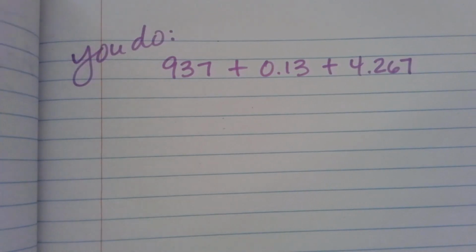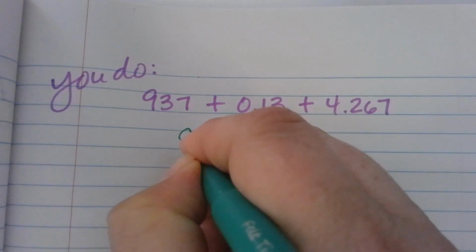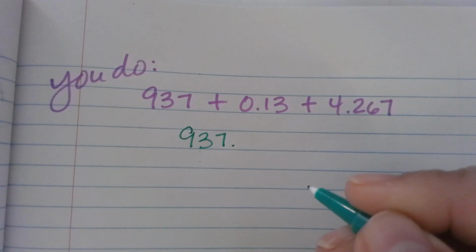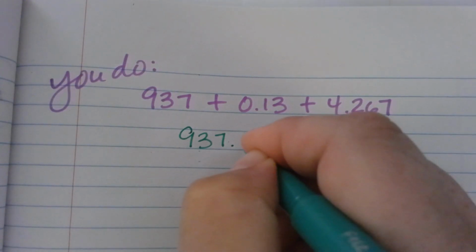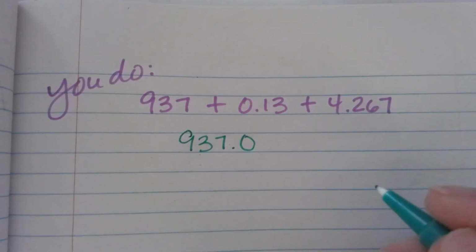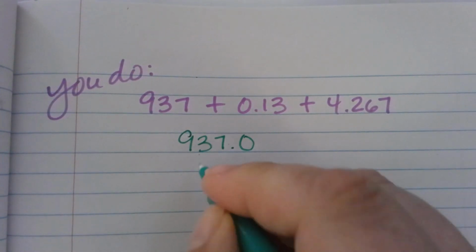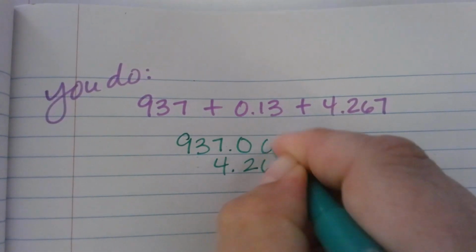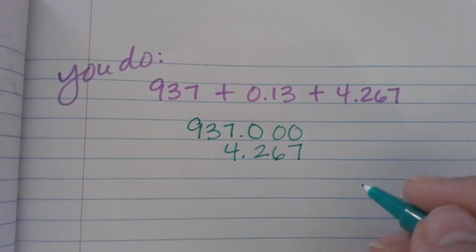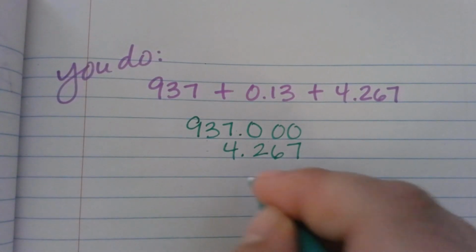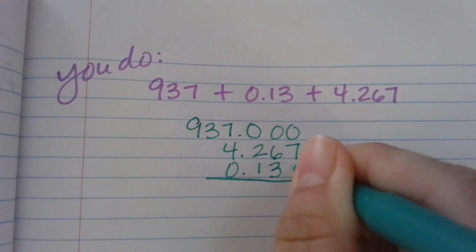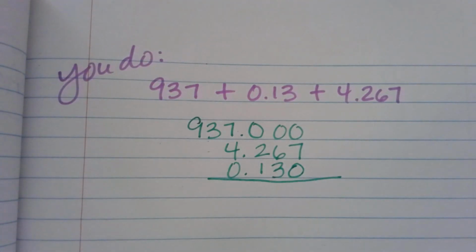I'm going to start again with the largest whole number. We know that after the whole number, we separate it from the rest of the decimal with that decimal place. Then I'm going to throw in 4 and 267 thousandths. I'm going to add some zeros above it just so I keep my column straight. And then I have 1300ths, and I'm going to throw a 0 after that one. So again, all my numbers line up.